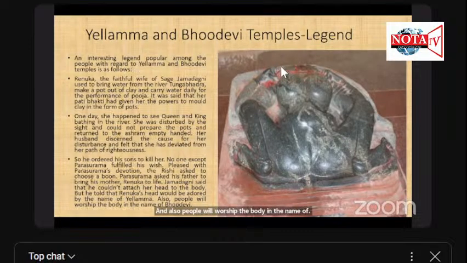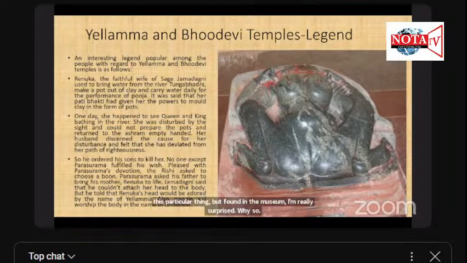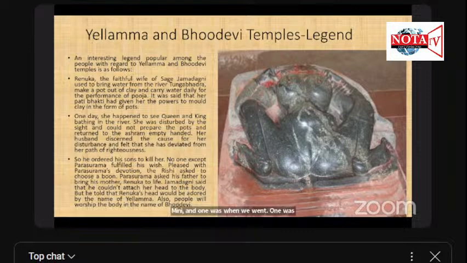Someone was asking me what those were. We can only see the head of a female figure in some of the sculptures. Perhaps that is the head of Bhudevi. I'm not sure, maybe you can correct me. And this is a body. This has been found in many. So many sculptures of this particular kind were found in the museum. I'm really surprised why so many. And when we went, they were excavating one. So it is really surprising.